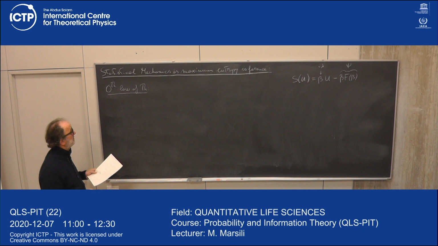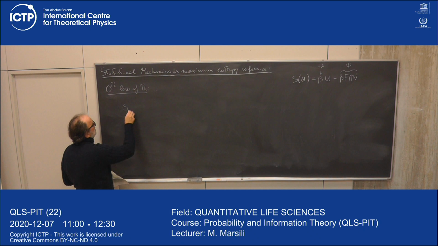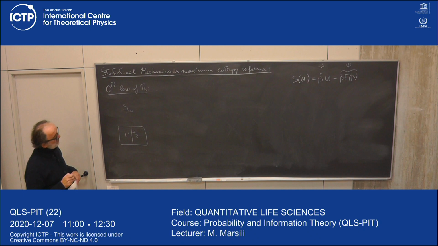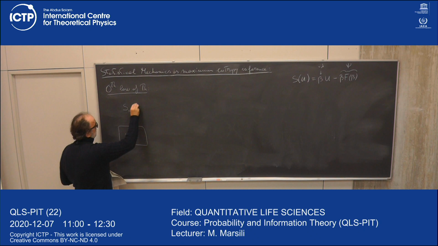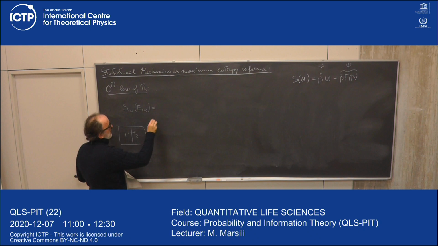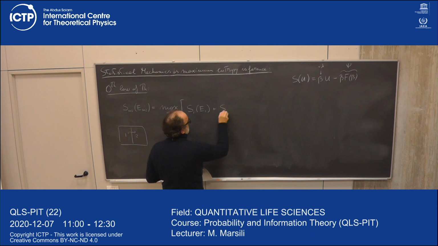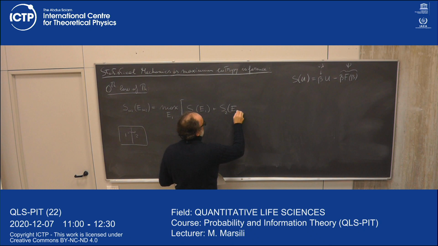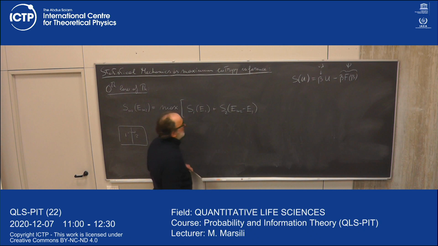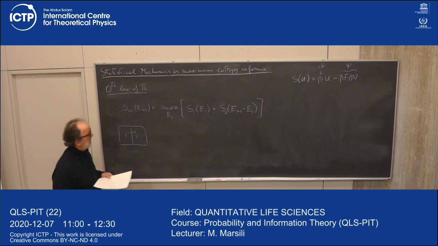And this is just because if you consider the entropy of the combined system. So here, imagine you have two systems, one and two, and they can exchange energy. Then if you look at the system as a whole, as a function of the total energy of the system, then this must be the maximum over the energy of system 1 of the entropy of system 1 plus the entropy of system 2 computed at energy E, which is E minus E1, okay? Because the sum of the energies should be E.